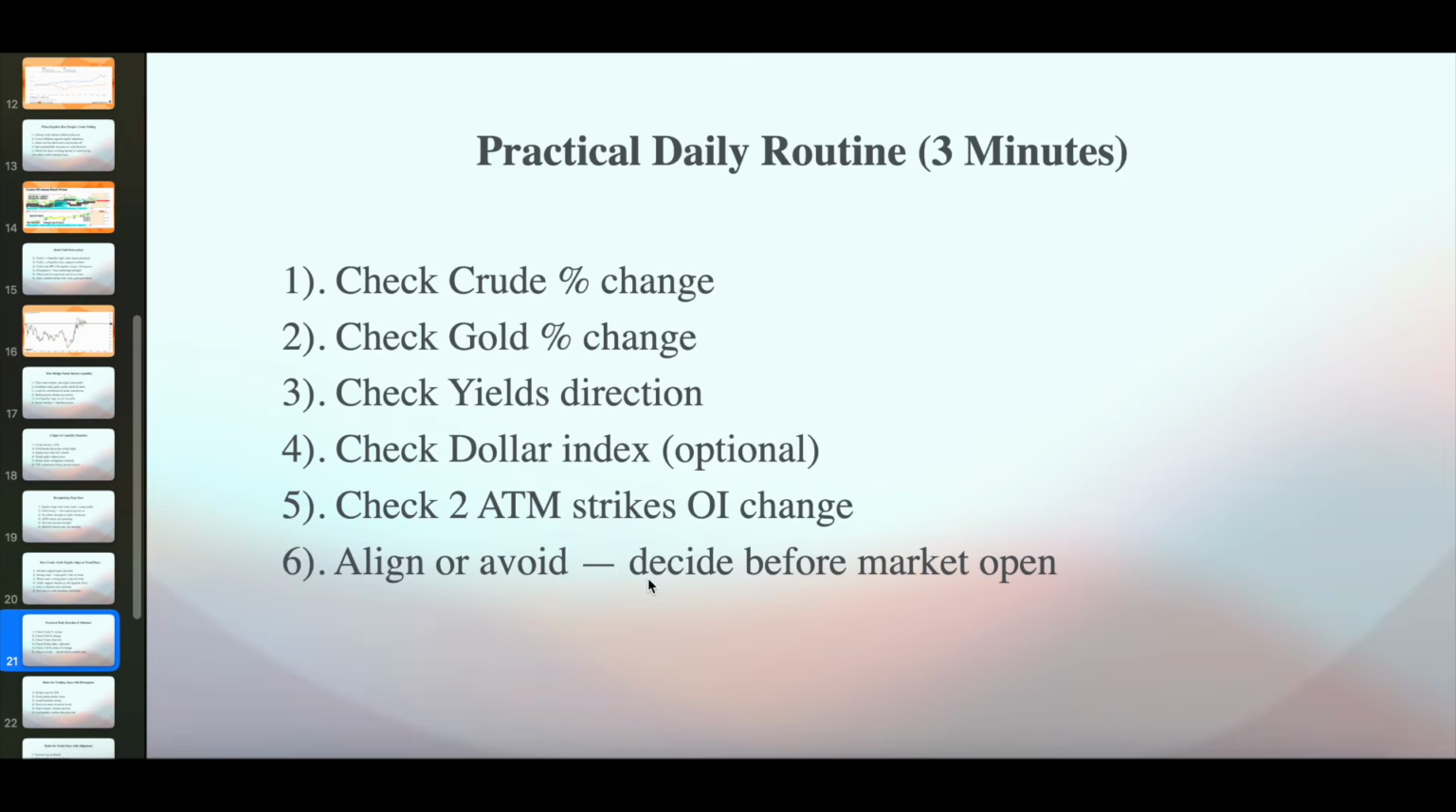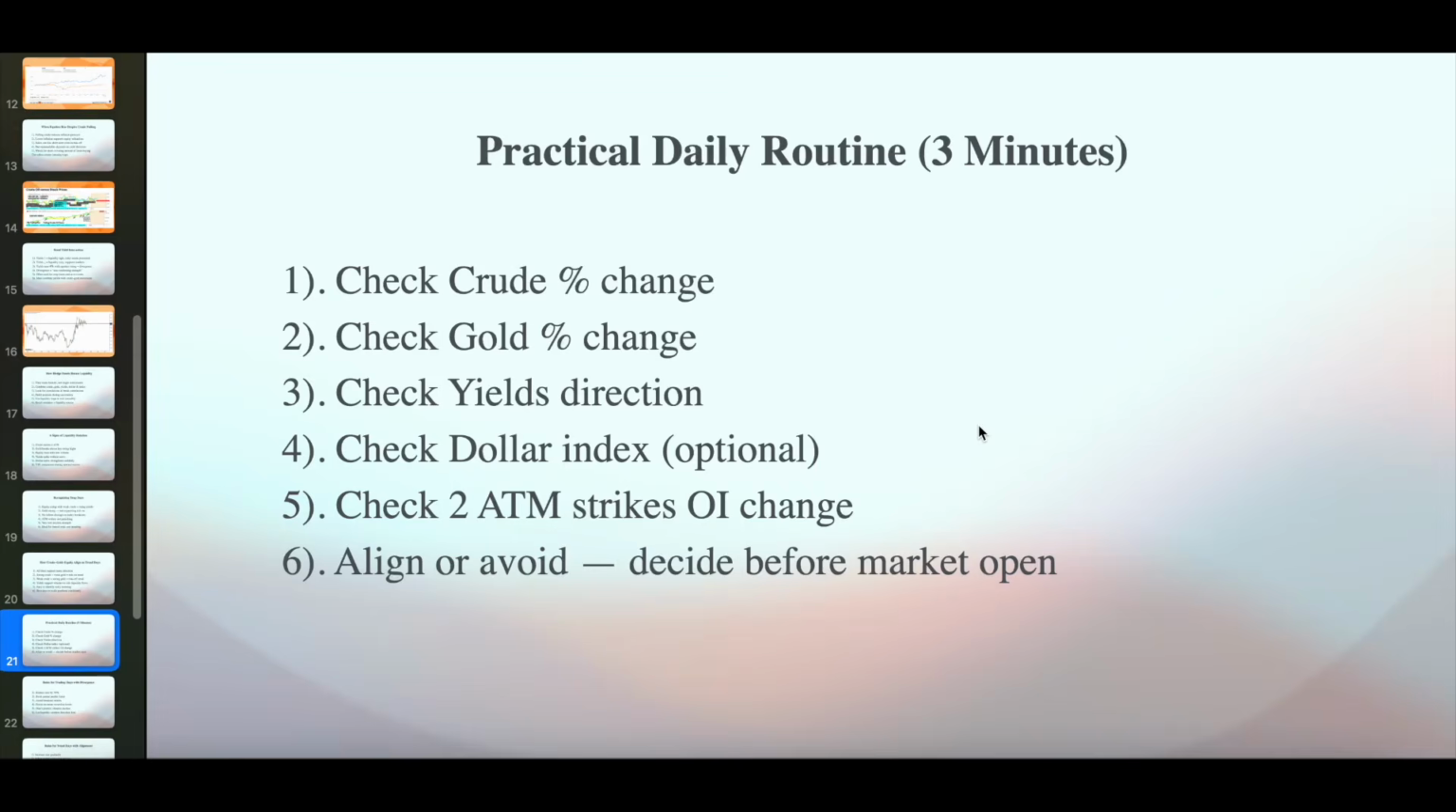Okay. And what you can do on a regular basis is a 3-minute reading every day. You need to make your checklist: how much the crude percentage change, how much the gold percentage change, what the yields have done in the previous session, how the dollar index is moving, right? And lately you can track how the ATM option writers are doing. Simple. And that's what I do, writing only the ATM strikes, not the deep in the money and not the deep out of money.